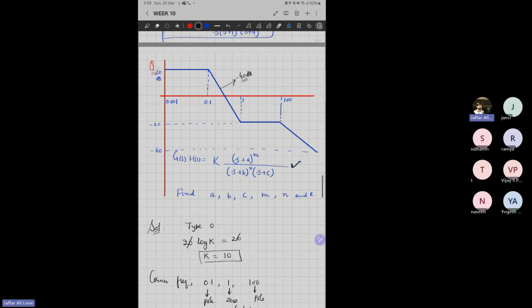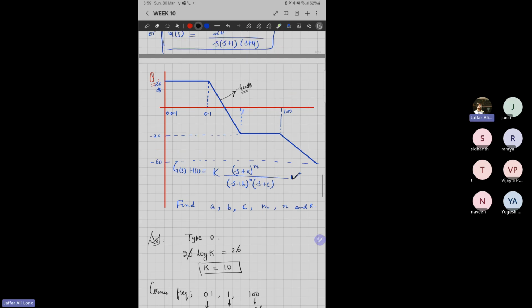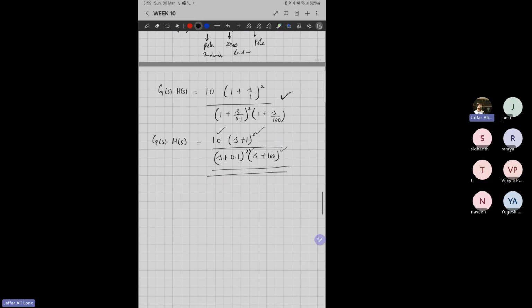So we can compare the values, right? So we have A equal to 1, B equal to 0.1, C equal to 100, M equal to 2, N equal to 2, and K equal to 10. Does anybody have any doubt in this question? Okay, no doubt.